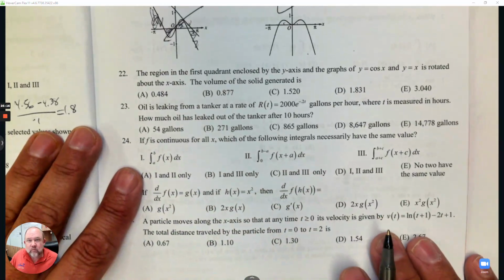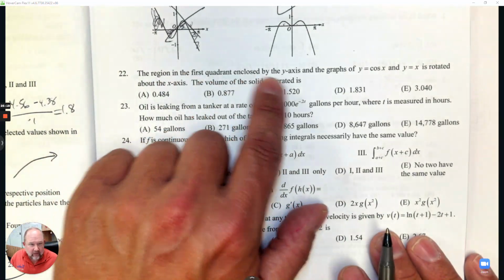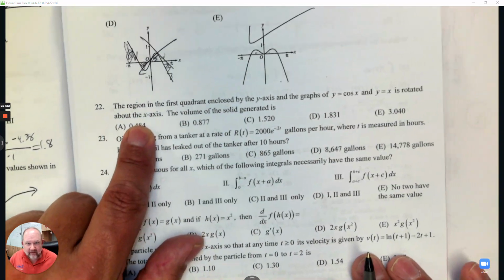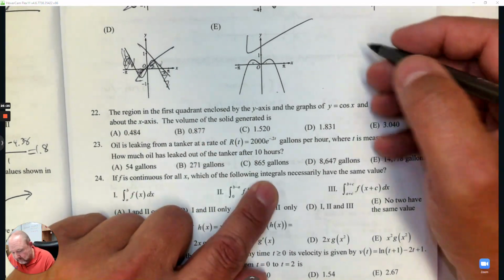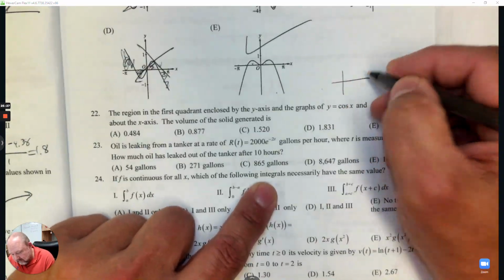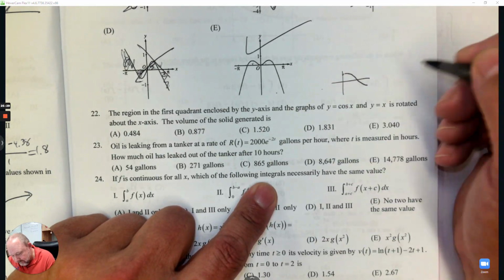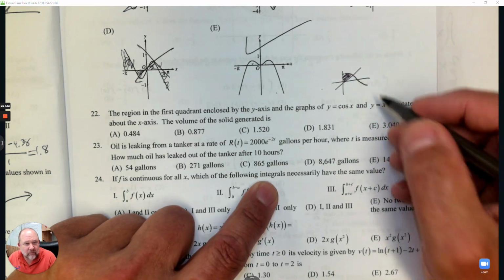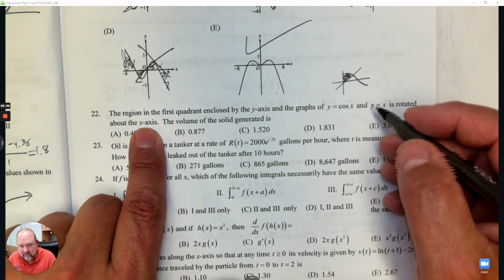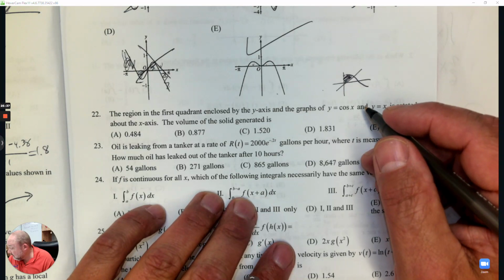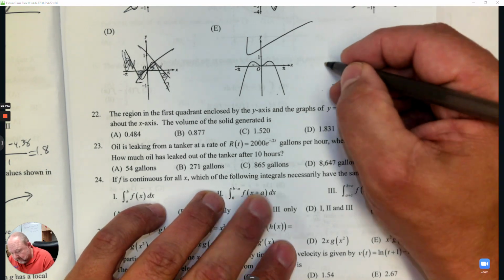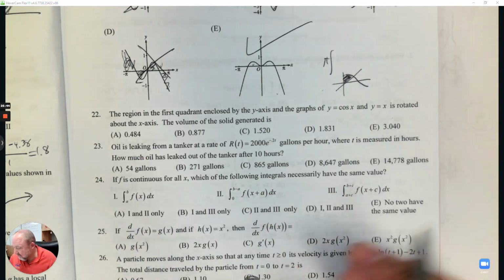Okay. The region in the first quadrant enclosed by the y-axis in these graphs is rotated about the x-axis. Find the volume. So rotation means this. So we have cosine and y equals x, and that's the area, and it's rotated around the x-axis. So there's going to be a little space. There's going to be 2 in terms of it. So it's pi. I need to know where they intersect.